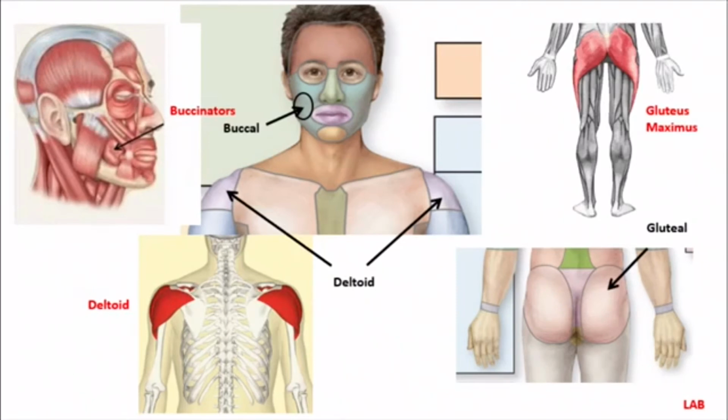The deltoid area is coming from the muscle that is there, which is the deltoid muscle, which allows you to raise your arms at your side. It's called deltoid because deltoid means triangle, and it's very triangular shaped.